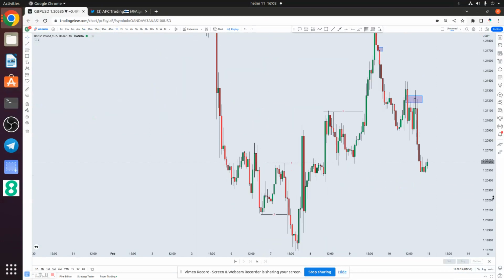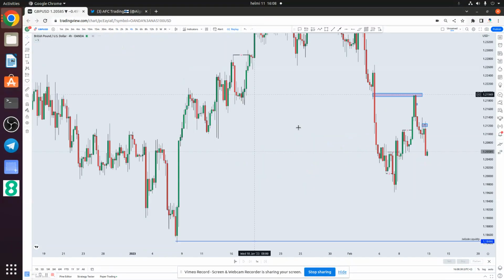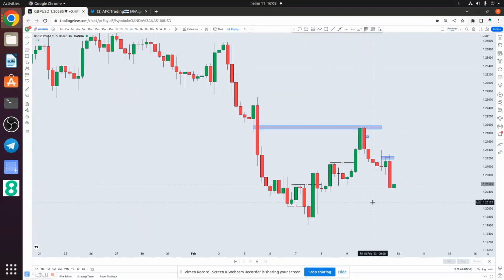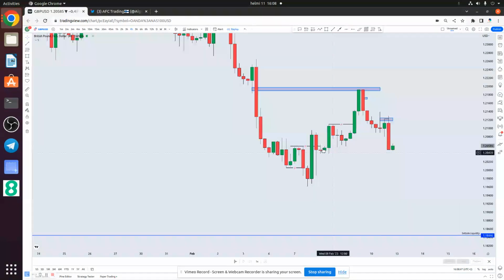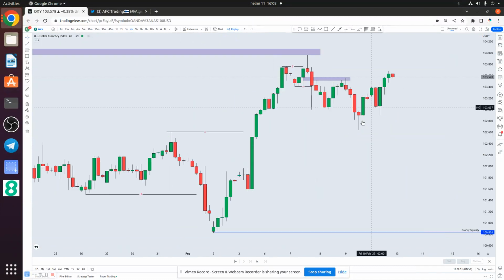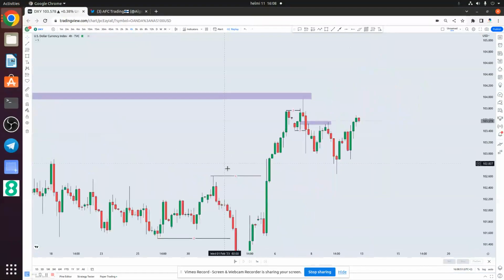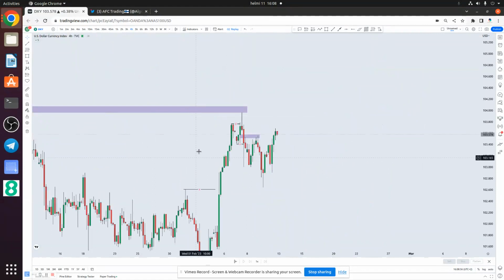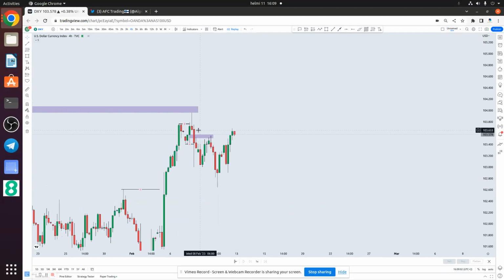Okay, so to answer that question, I understood that pound dollar was going up. Number one, because we have DXY going down, and we can see the reason why it's going down. Higher time frame, PDRA, we have H4 order block, price replaced into it, and then we started going down.